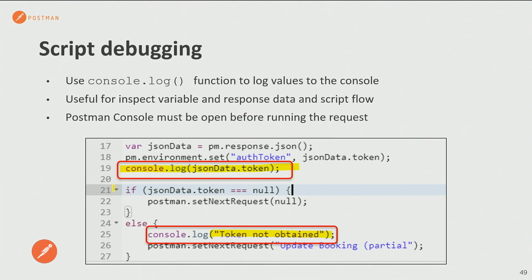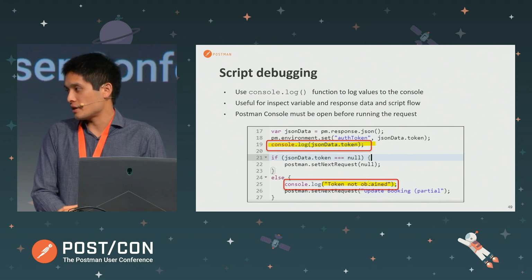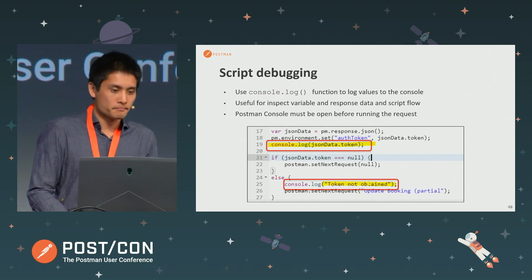Like here, we've got an if statement, if else, and sometimes it's not clear which statement is triggered, and therefore you can log something just to inspect where it actually ends up. And again, remember, your Postman console must be open before you run the requests, otherwise nothing gets outputted there.